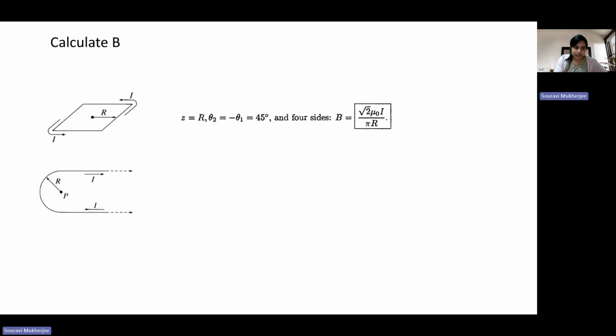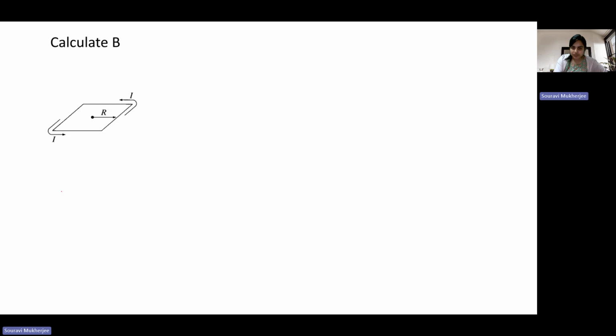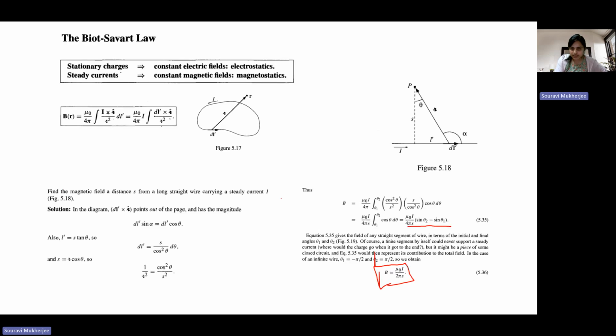So for the semi-infinite wire, what will it be? One angle subtended at point P will be 0, and the other angle will be 90, right? Here you could see one was minus 90 to 90. That was for an infinite wire. For a semi-infinite wire, one of the angles will be 0.